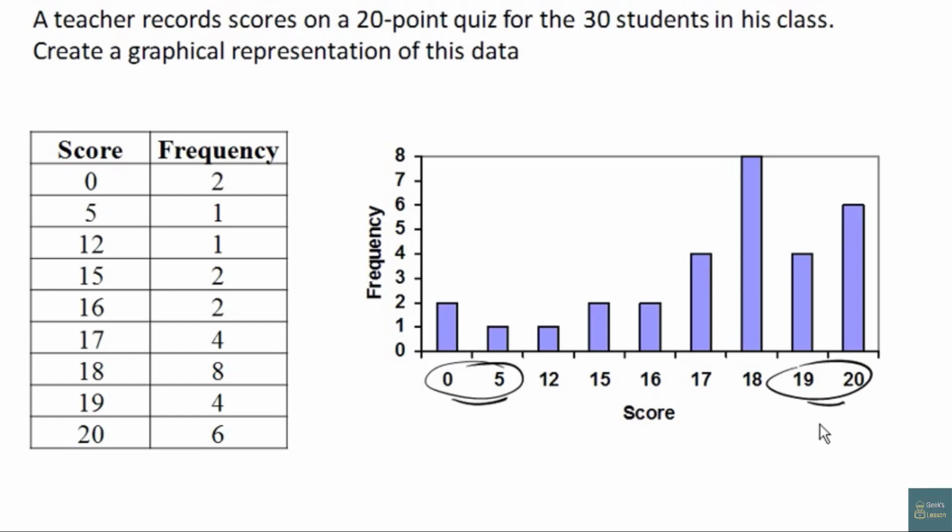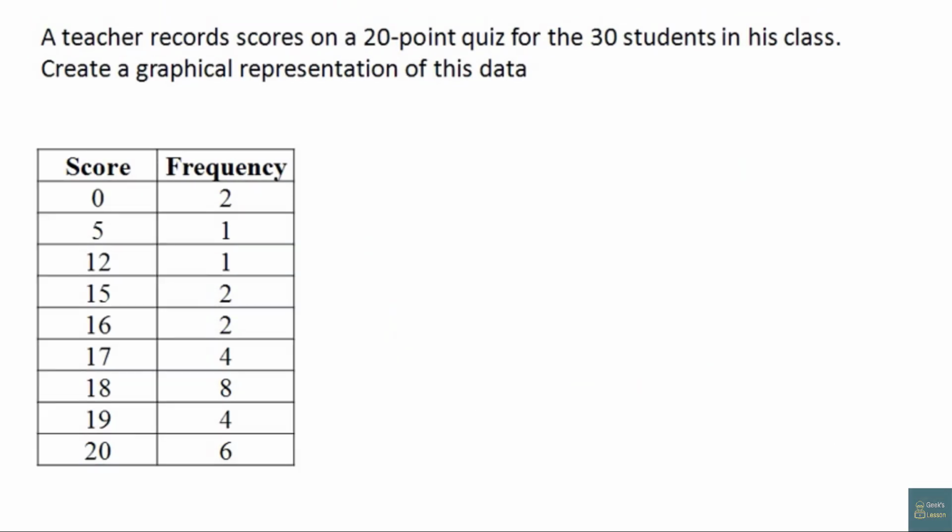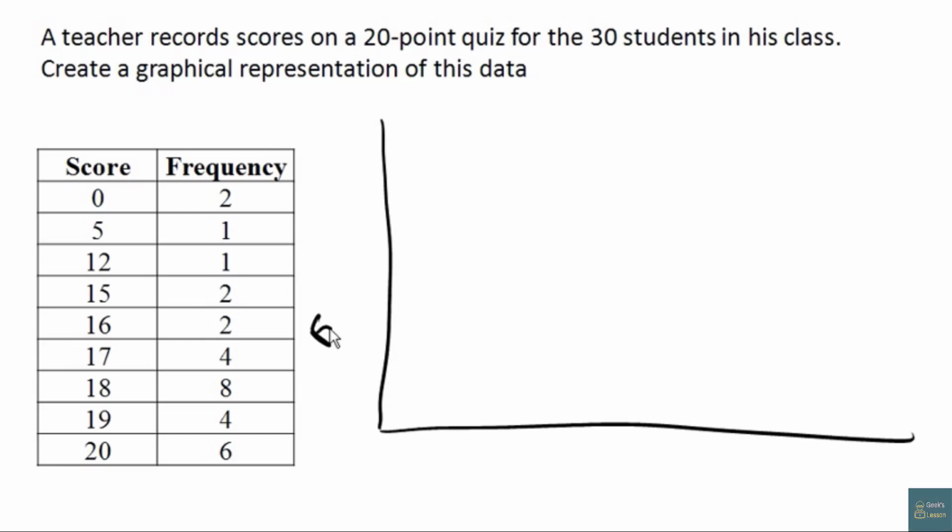And so this isn't the best representation for this type of data. For that, we're going to need something called a histogram. Now, a histogram is very similar to a bar graph in that we're going to have, again, frequency along the vertical. We can see here we're going to need to go up to 8. So 1, 2, 3, 4, 5, 6, 7, 8, 9, 10.